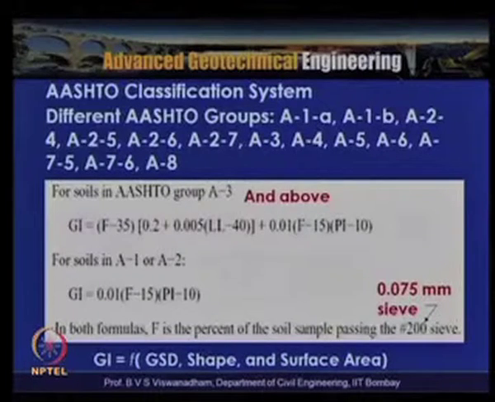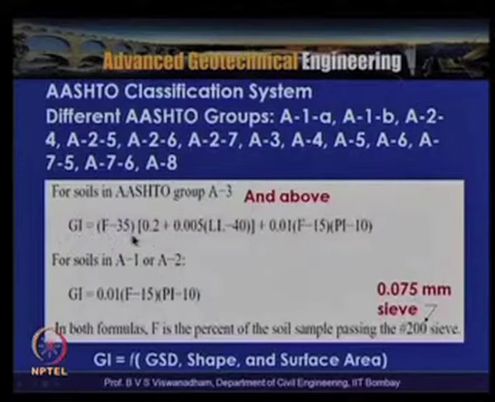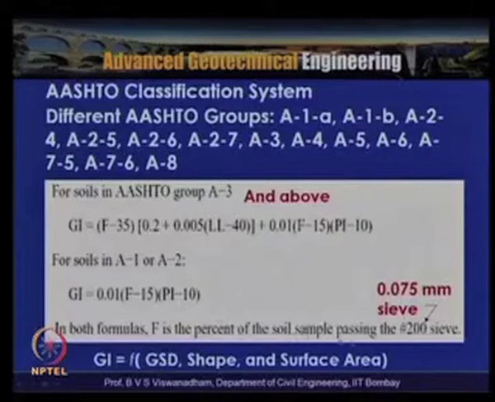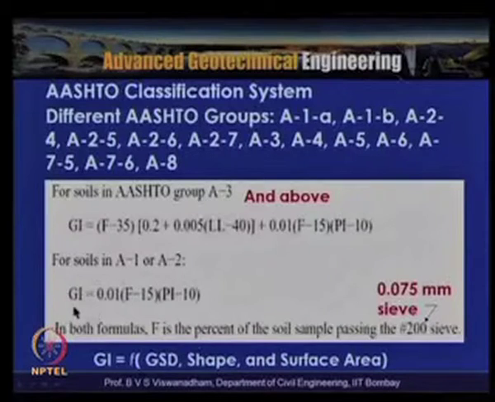The group index in the ASTO classification system for the groups A3 and above can be computed using this expression: GI is equal to (F minus 35) times [0.2 plus 0.005 times (LL minus 40)] plus 0.01 times (F minus 15) times (PI minus 10). F is the percentage of soil sample passing the 0.075 mm sieve, that is the 200 sieve. So here the liquid limit, plasticity index and percentage fines are used, and with this the group index parameter can be obtained. Similarly, for the soils in A1 or A2, the group index is given as 0.01 times (F minus 15) times (PI minus 10).